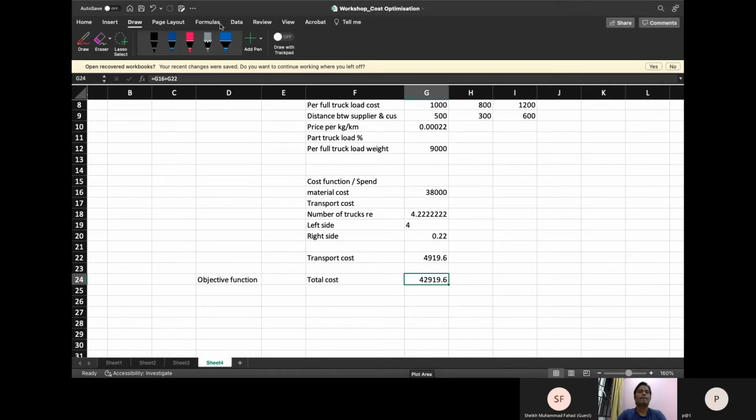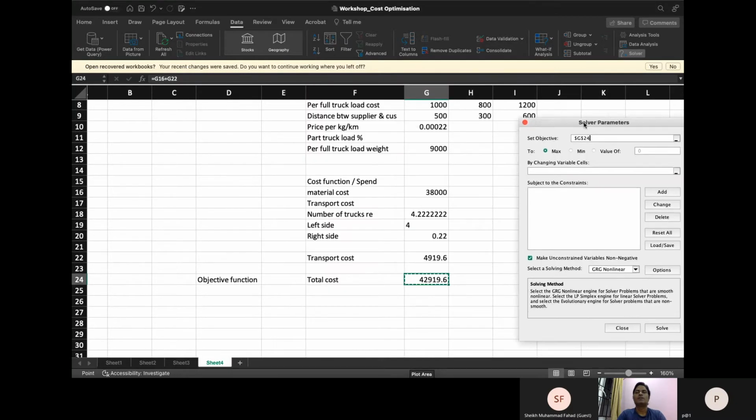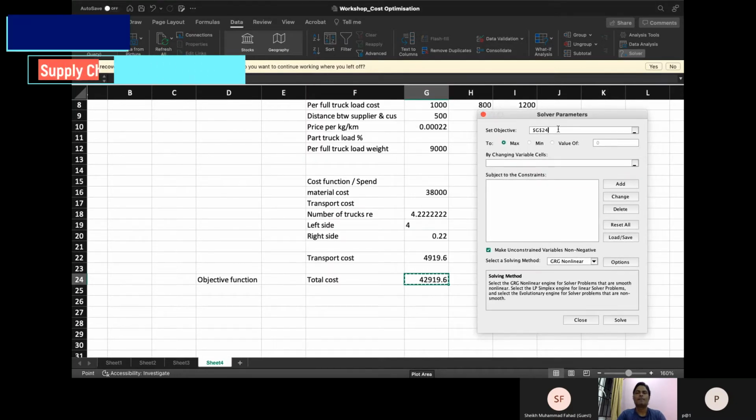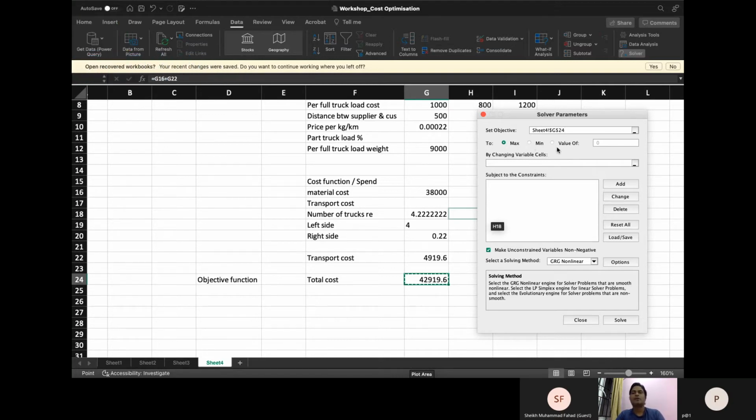We go to Data, then to Solver. This is where we are going to do the optimization. What is the objective function? We have to minimize our total cost. So I select the cell which I have to minimize. Then I select my function, whether I want maximization, minimization, or a specific value. I'm going to select minimization because I have to minimize this cost.